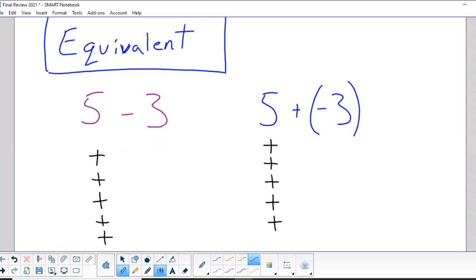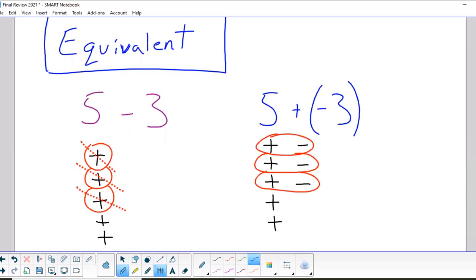Okay, so we have 5, and then we take away 3, right? So if you have 5 and you take away 3, then you end up with 2, right? Same thing goes with this, though. If you have 5 and you add 3 negatives, then remember, those make 0 pairs. The answer is still 2. So you see, they're the same. They're equivalent. Same result. They look different, but they're the same result. They are equivalent.